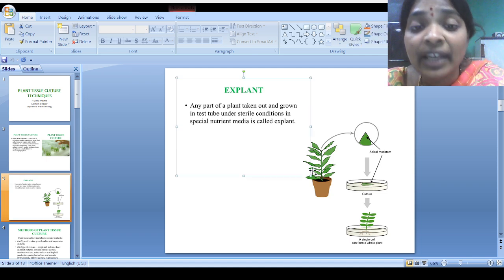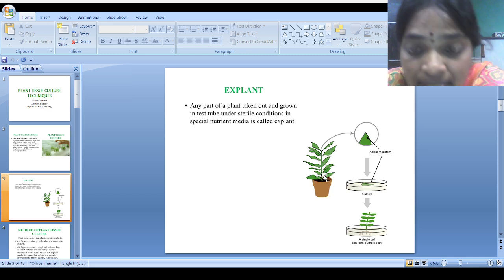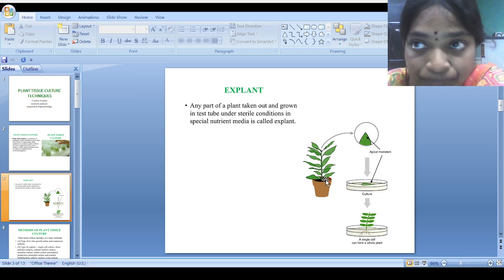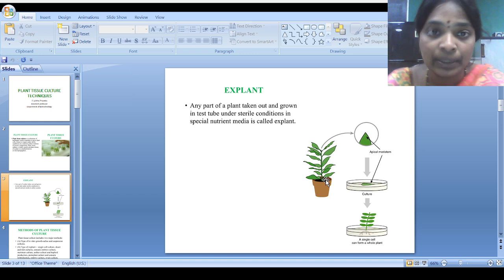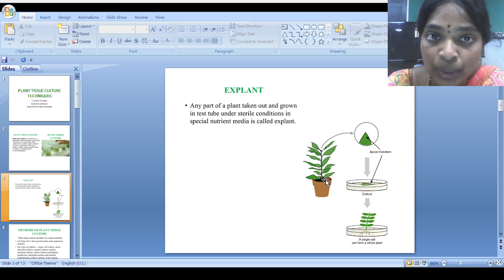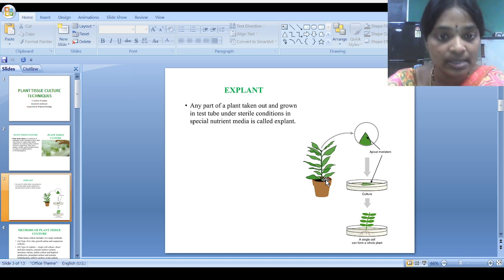Here, why I am stressing this explant is that plants are totipotent in nature. We know that plants are totipotent and we are pluripotent. Why do plants have totipotency? For example, if you take any part of the plant, it acts as an explant, and if you culture it in the synthetic media, or nutrient media, which is chemically synthesized in the laboratories, it allows the plant to grow.